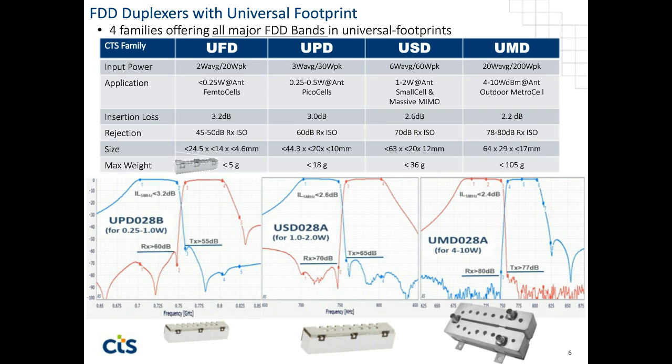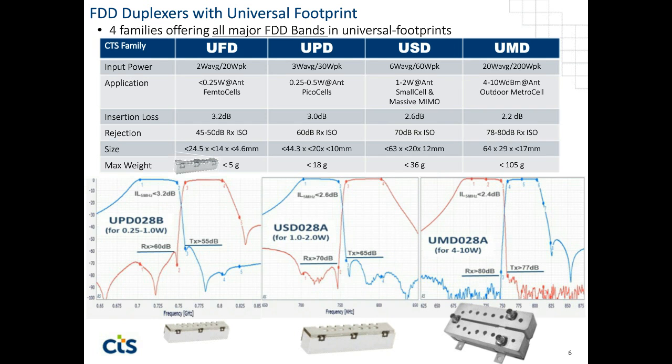The UPD family, universal footprint picocell duplexer, provides at least 60 dB receive band isolation. It's certainly optimally used for linearized quarter watt to half watt applications. So where you're looking for high efficiency, carrier grade performance, where when you do the math on the system engineering, you need that 60 dB receive band isolation, this is far and away the smallest solution available.